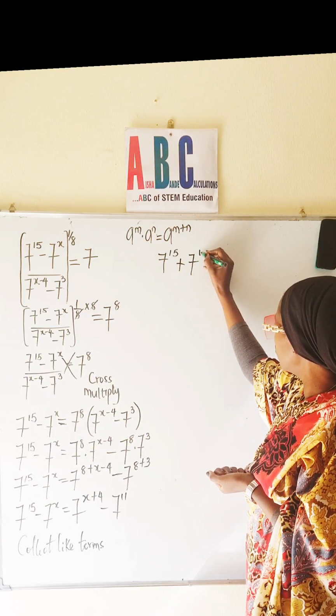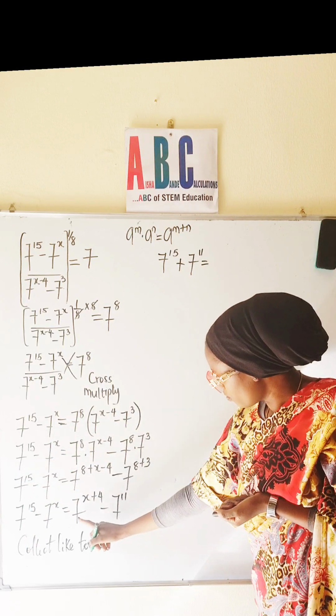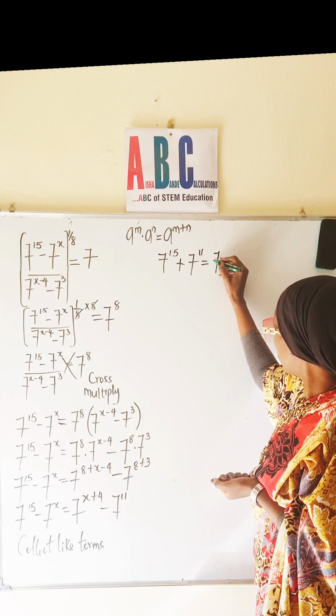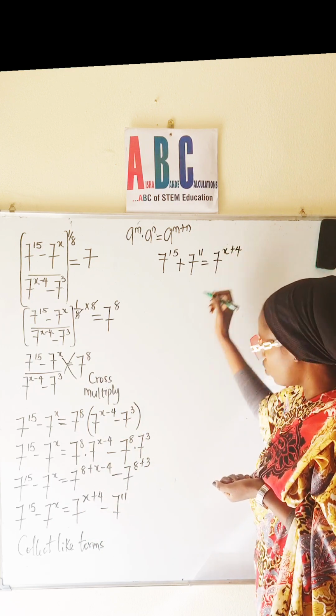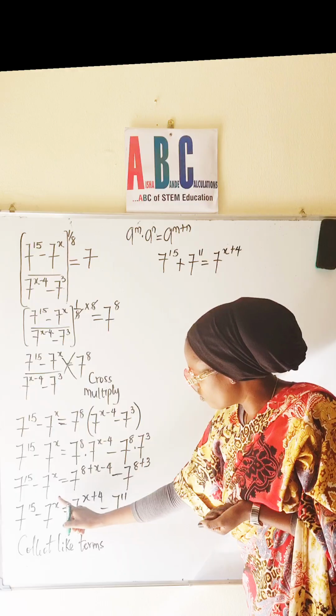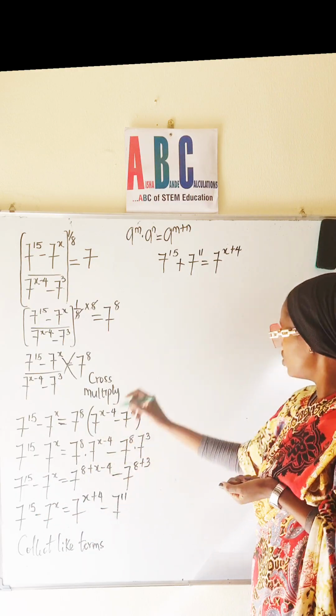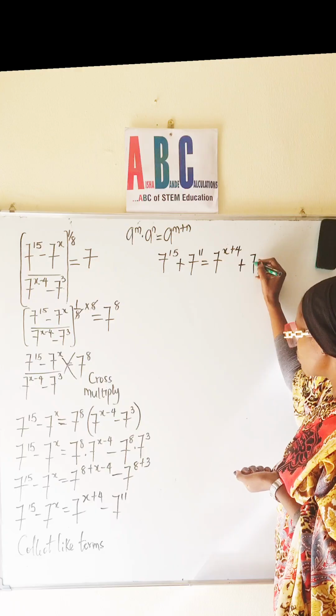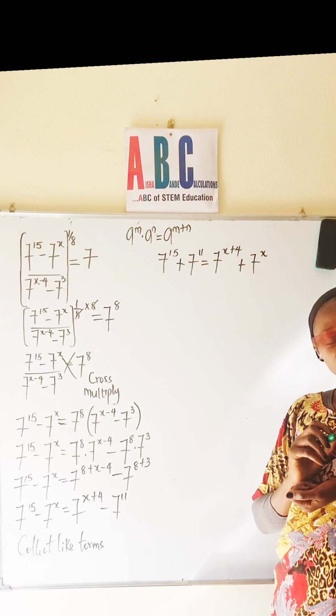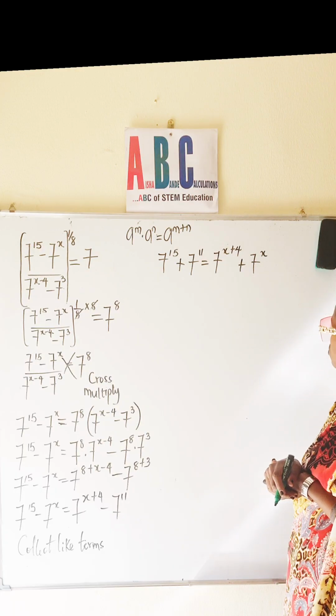So this is 7 to the power of 11 is equal to, here we have 7 to the power of x plus 4, and we have minus 7 to the power of x. So this minus crosses the other side to the right hand side to become a positive value. So here we have plus 7 to the power of x. This is becoming interesting. So what do we do here?